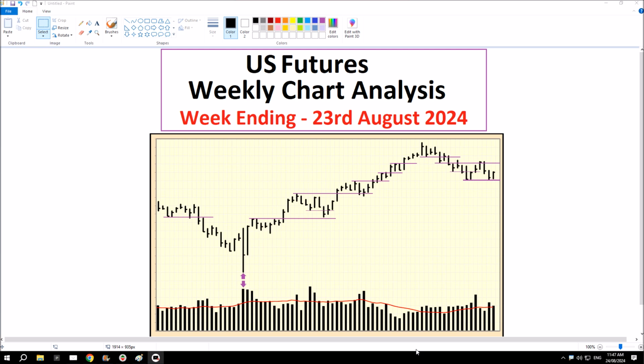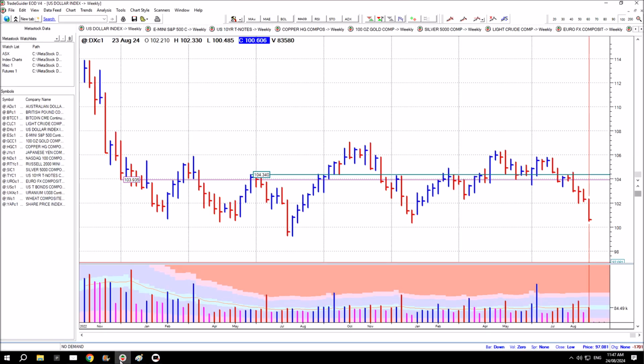This is the US Futures Weekly Chart Analysis for the week ending 23rd of August 2024. First chart is the US Dollar Index Futures. You can see price has pushed lower this week with an increased spread and about average volume down here. Price has perhaps overshot the expected level just a little bit this week. So you may find this market moves into consolidation mode, sort of in this sort of level. You've got some last gasp levels going through here like this.